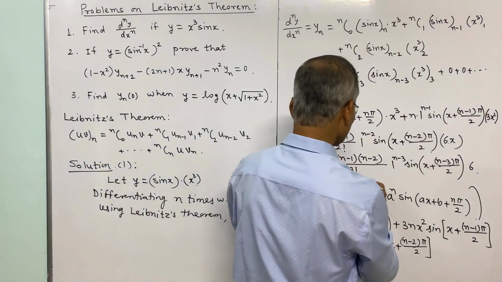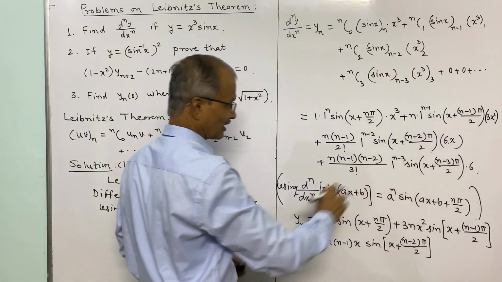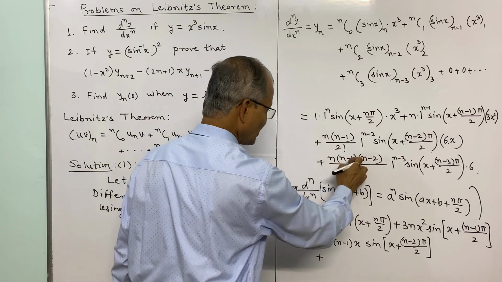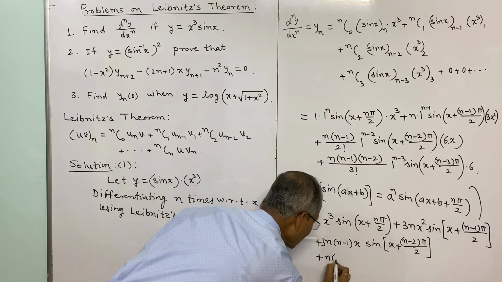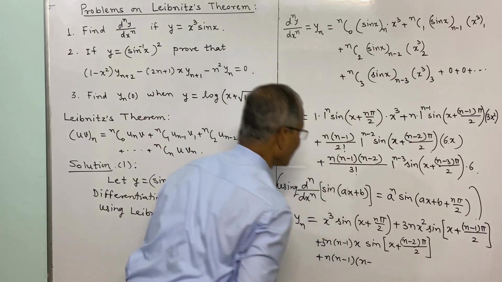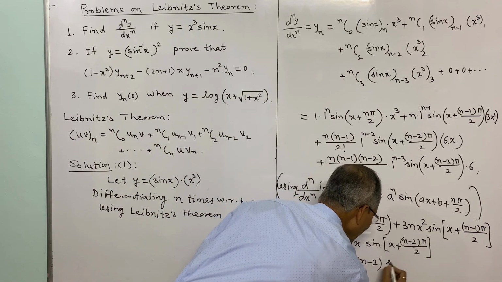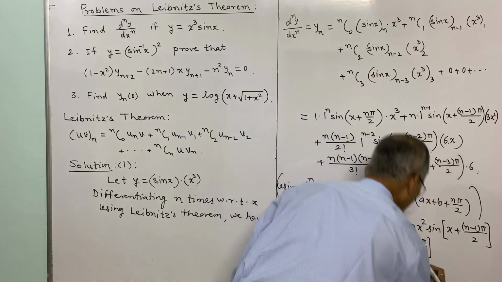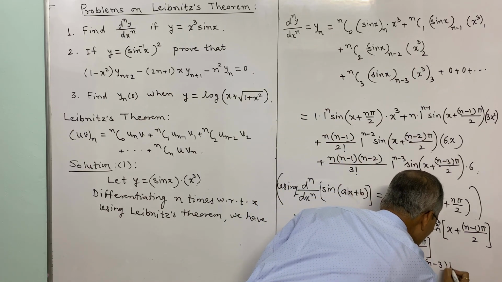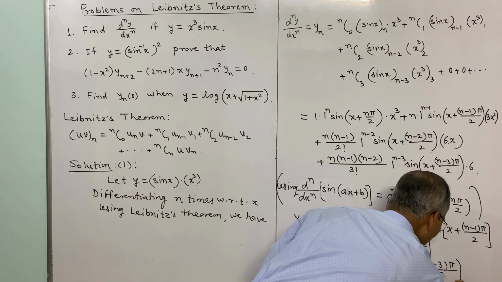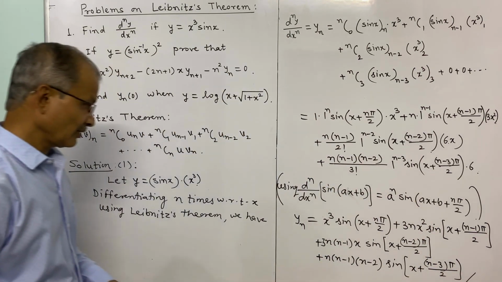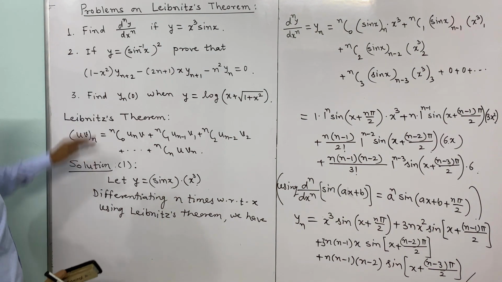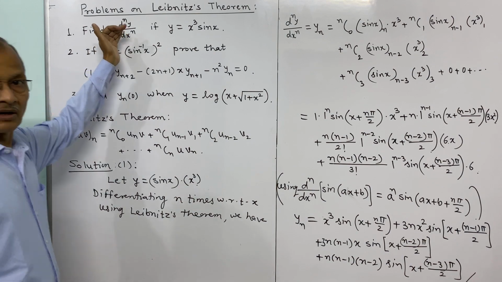Here you may observe 3 factorial is exactly 6, so that cancels, and the remaining can be written in bracket as n into (n minus 1) into (n minus 2) into sine of (x plus (n minus 3) times pi by 2). So this will be the answer. This is the nth derivative of the function that we have obtained. So this completes the solution for the first problem.